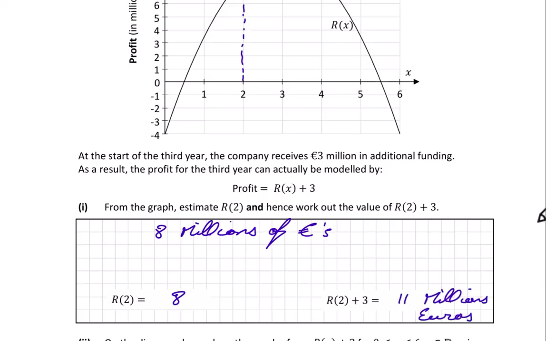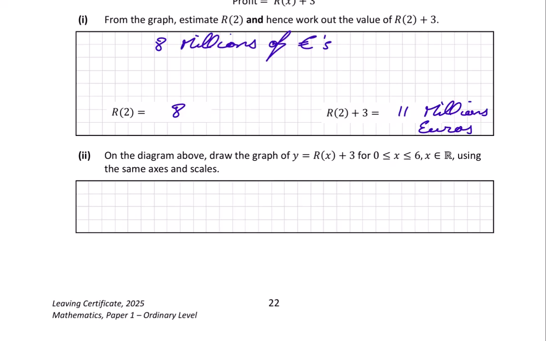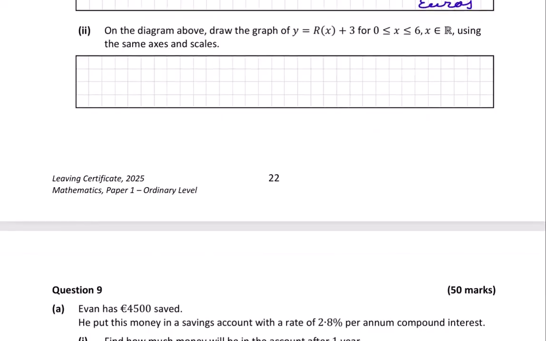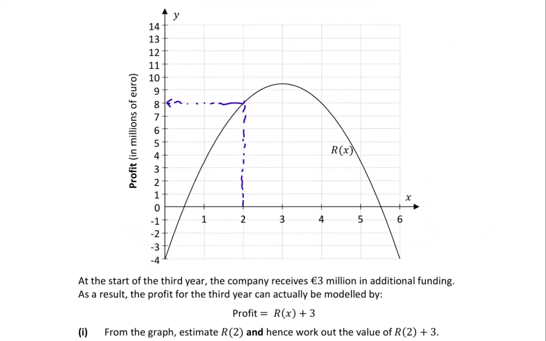You just add 3. Okay, the last question then is, on the diagram above, draw the graph of y is equal to R of x plus 3 for x between 0 and 6 using the same axis and scales. Okay, so all we've really got to do here is just take each value, add 3. So let's go to minus 4, minus 3, minus 2, minus 1. Take 1 is here, so I'm just going to go up 3. 1, 2, 3. Be around there.